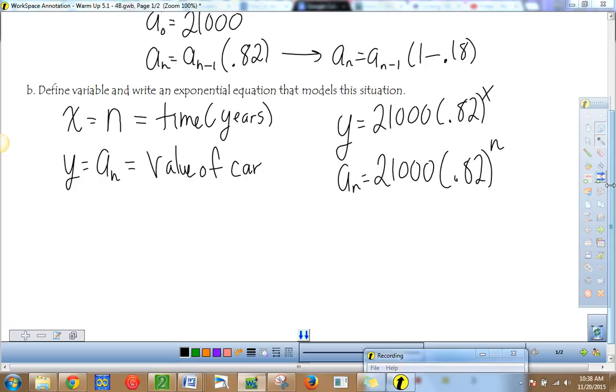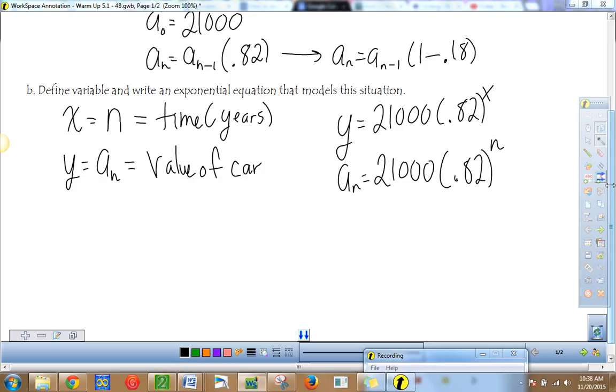Recursive, you gotta use that a and that a sub n shenanigans. When you're talking about an exponential equation though, you can swap it into x and y, okay? I'm just more comfortable. I like x and y better. Not too bad? Yeah. Okay.